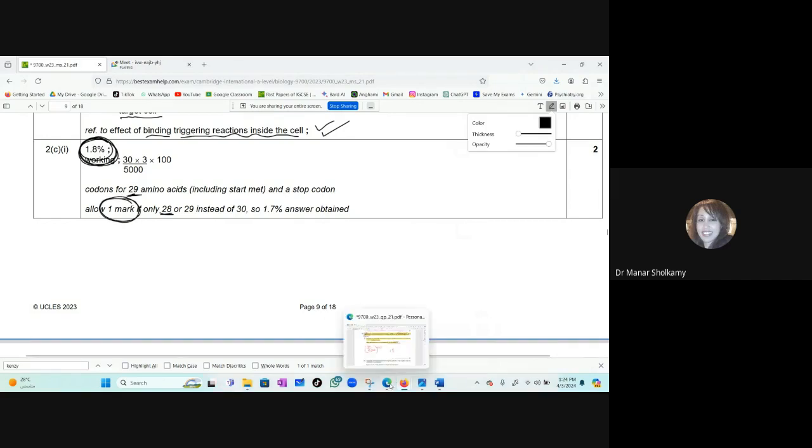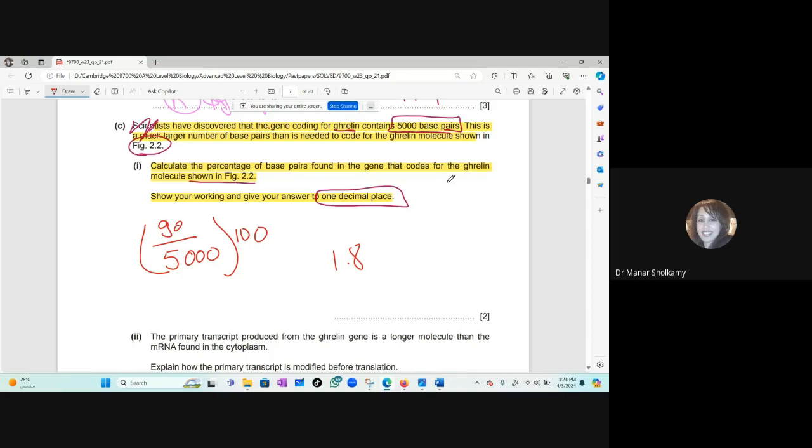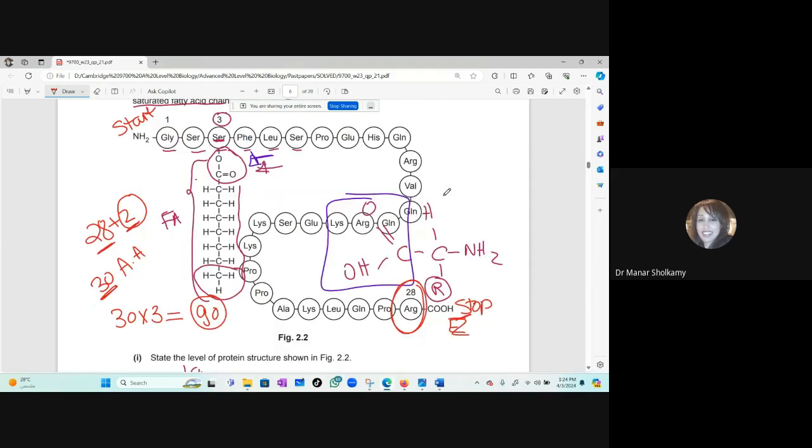Now this is tricky. This question is tricky. Okay, what did Noor do? He said, what did you do, Noor? You told me times 3. You only included 1 amino acid. I want you to always focus and read the questions carefully, because in the question itself, they tell you shown in figure 2.2. And then again, shown in figure 2.2. So they are telling you in an indirect way, go back and look at figure 2.2. Okay, go back and look at it. When you go back and look at it, you will find that you have 28 amino acids.